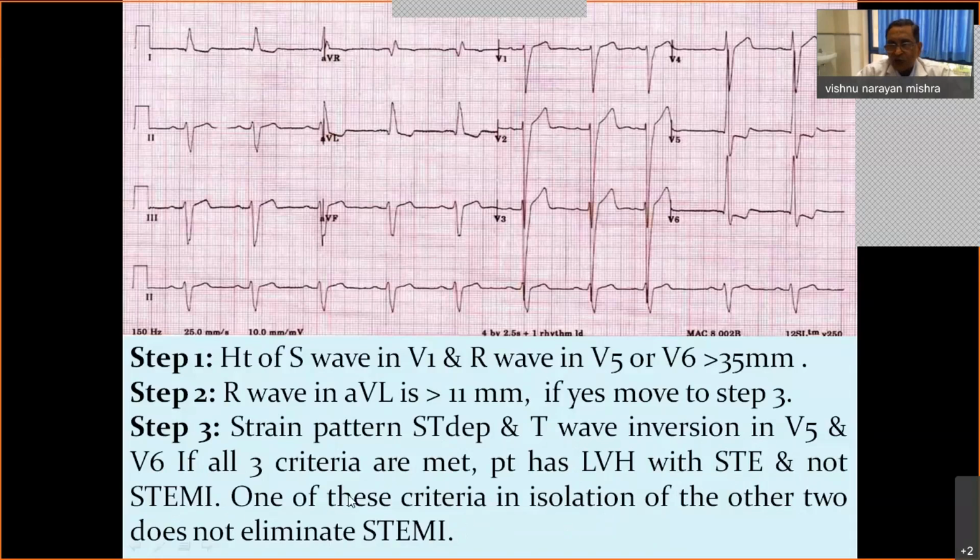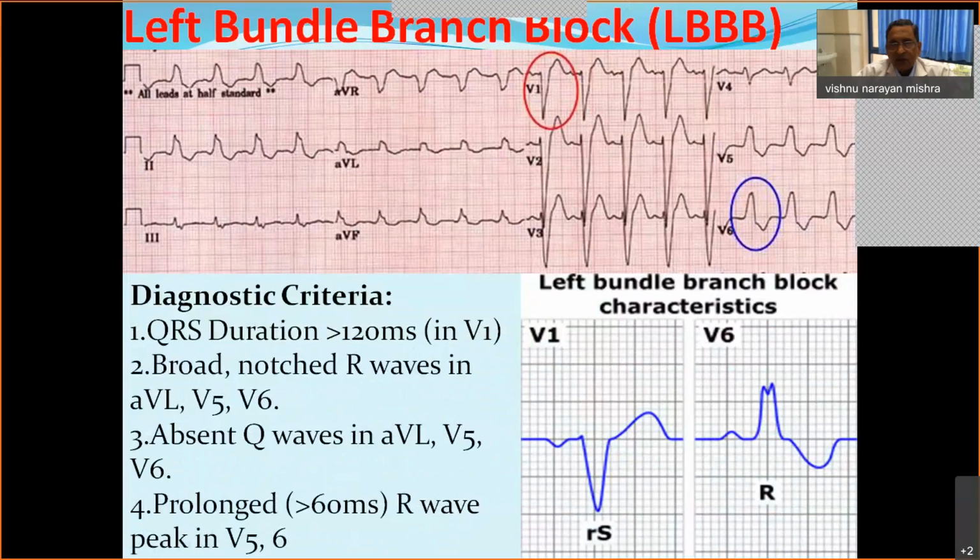So LVH, which is one of the imitators, could be easily differentiated by this three-step test. Second important differentiator, which sometimes is really difficult, is left bundle branch block.